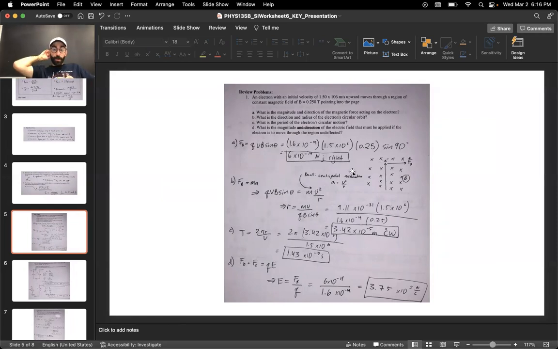And for them to cancel out, obviously FB needs to be equal to FE. Otherwise, let's say FE is bigger, it would be favored going counterclockwise. Or if FB is bigger than FE, it'd be favored going clockwise. But here they're set equal. And remember, FE equals QE. This is from like our first or second week.